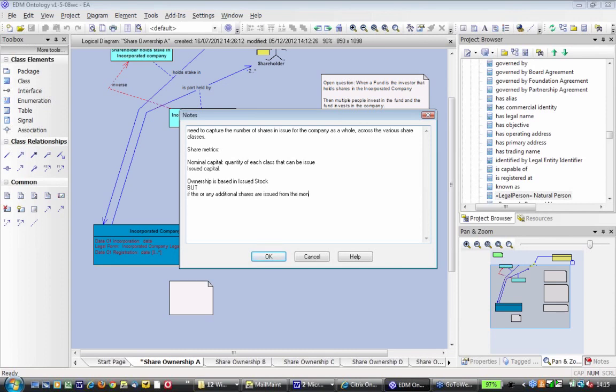Of course, yeah. If any additional shares are issued from the nominal amount that can be, then this dilutes the existing. And how is that tracked, or what sort of information do people keep track of on that?